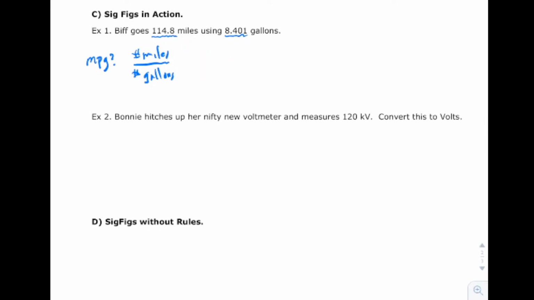So what have we got? We've got 114.8 miles on top, and we've got 8.401 gallons on the bottom. And that means that you should get out your calculator and divide. And so I'm going to do that now.